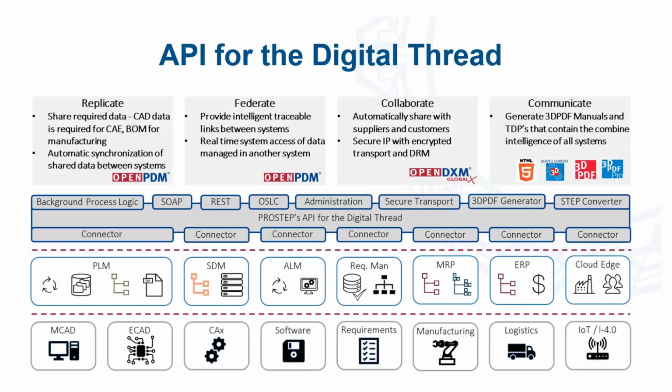So at ProStep, we've created what we're calling the API for the digital thread. And really, this is a collection of different tools that we use in order to perform some functions that are common in integration. So those functions are at the top here with replicate, federate, collaborate, and communicate.